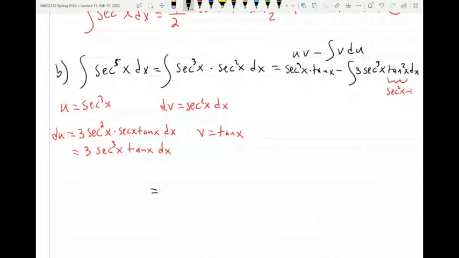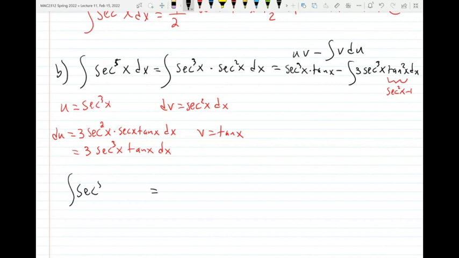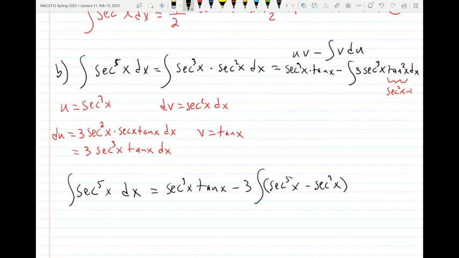So let me go down here. The integral of secant to the 5th dx becomes secant cube times tangent minus 3 times the integral of secant to the 5th. I'm distributing the secant cube now. Minus secant cube.